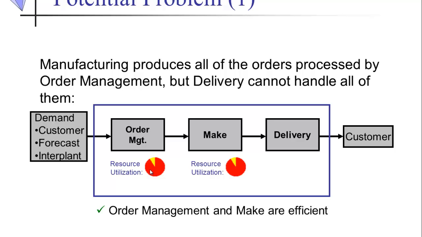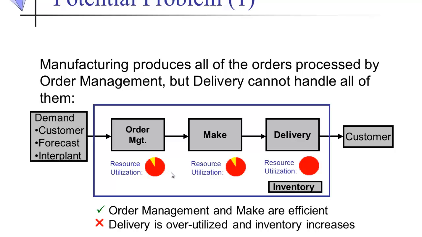The orders come into manufacturing and they make them. Resource utilization was dead on, let's say at about 85%, and everything's looking pretty good, but I get to delivery and the resource utilization is pegged. I have no more resources to process the orders. And so delivery is overutilized and inventory increases.